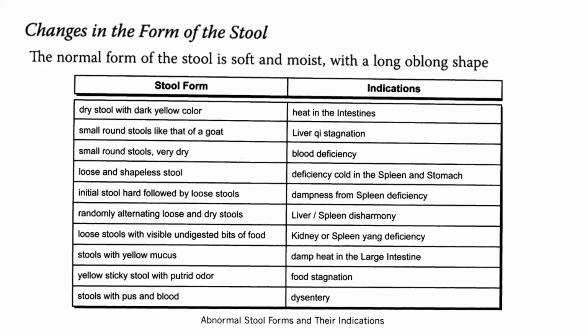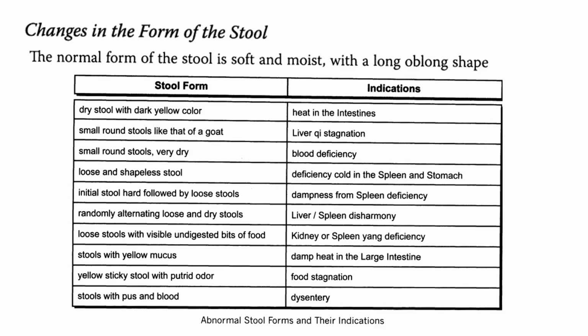If it is dry stool with dark yellow color, it indicates heat in the intestine. If it is small round stool like that of a goat, it indicates liver qi stagnation. If the stool is small, round, very dry, it indicates blood deficiency. If it is loose and shapeless, this indicates deficiency cold in spleen and stomach.